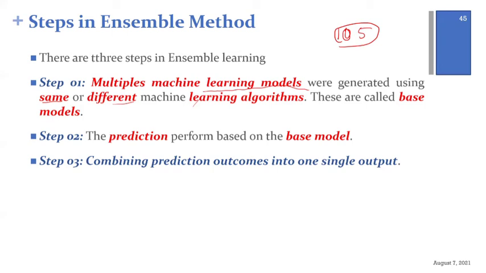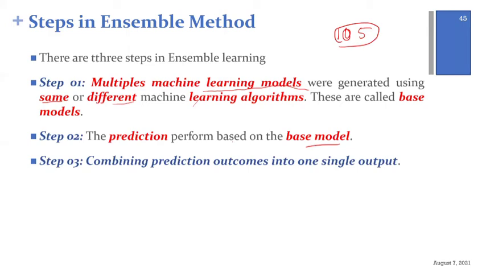Once you are done with the first step, which is to first generate multiple machine learning models by either using the same algorithm or different algorithms, which produce homogeneous or heterogeneous ensembles respectively, the next step is to carry out prediction based on the base models. Now you have trained, then you need to predict using what you have trained, because training is just the beginning.